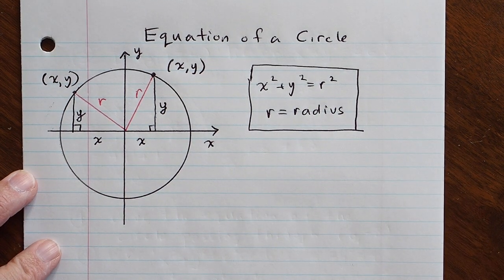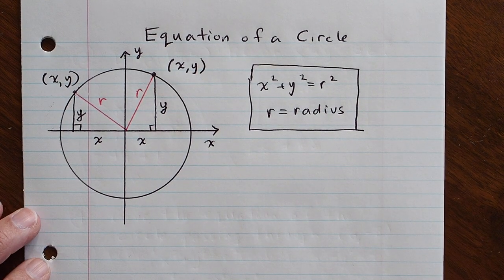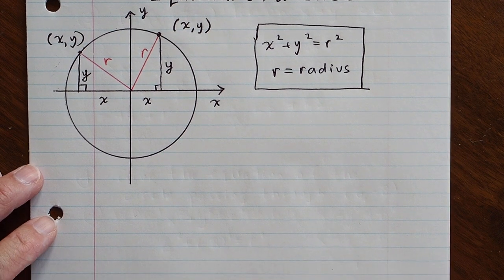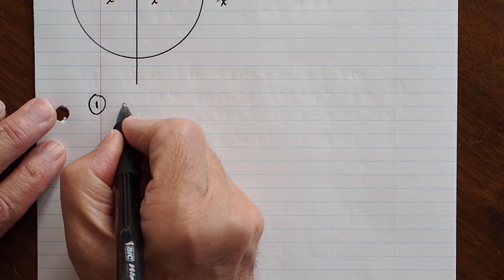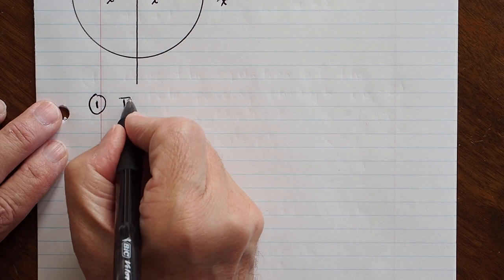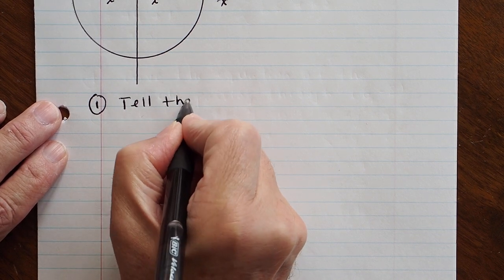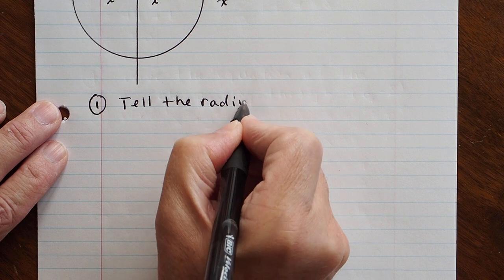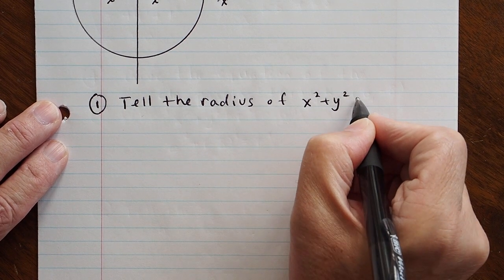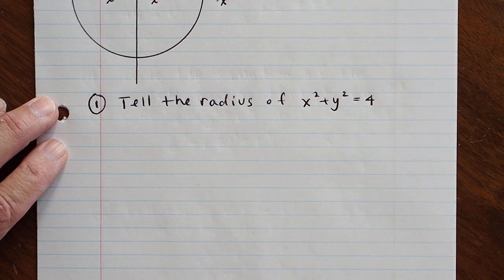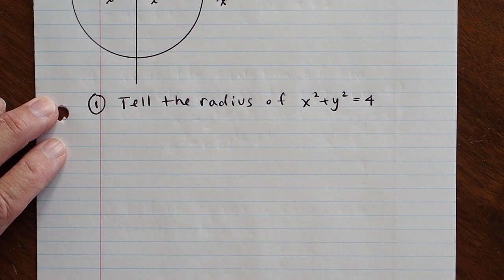Let's do some practice questions based on this equation. Practice question 1. Tell the radius of this circle. x squared plus y squared equals 4. Tell the radius of that circle.